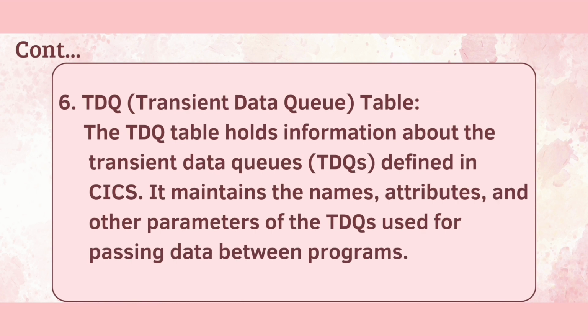Next is TDQ, that is Transient Data Queue Table. The TDQ table holds information about the transient data queues, that is TDQs, defined in CICS. It maintains the names, attributes, and other parameters of the TDQs used for passing data between programs.